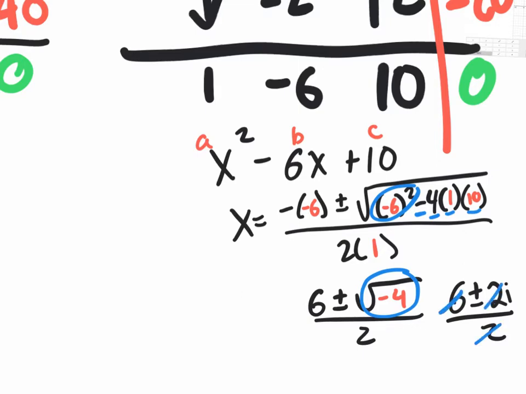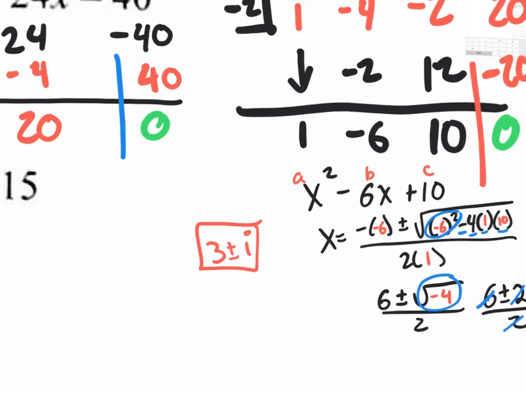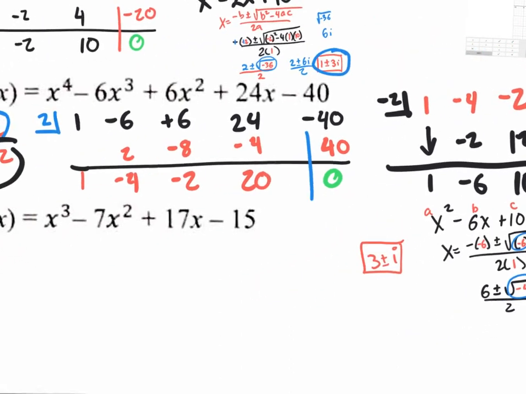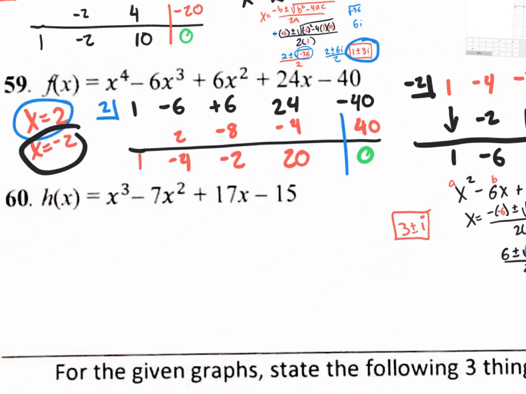Here we go. So our final answer is 3 plus or minus i. That's the final answer there. That means that there's 2 imaginary answers to this quartic equation and 2 real answers. The real answers are x equals 2, x equals negative 2. We got that from the Desmos app by typing this in and finding where they cross the x-axis. Those are real answers. And we only saw 2 x-intercepts, which means that the other 2 must be imaginary.